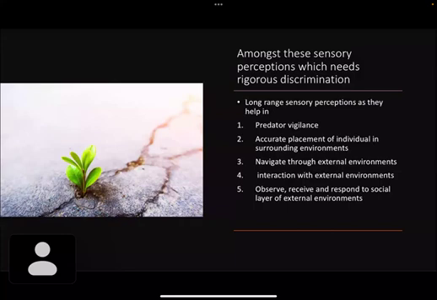So we are talking about sensory discrimination. What does sensory perception need? Rigorous sensory discrimination. Long range sensory perception helps in predator vigilance. Yes, we don't need predator vigilance at this moment, but predator vigilance is actually one of the reasons for which long range sensory perception started in animals. Then accurate placement of the individual in surrounding environments, navigating through external environment, interaction with external environment, and observing, receiving, and responding to the social layer of external environment, for which we need long range sensory perceptions.